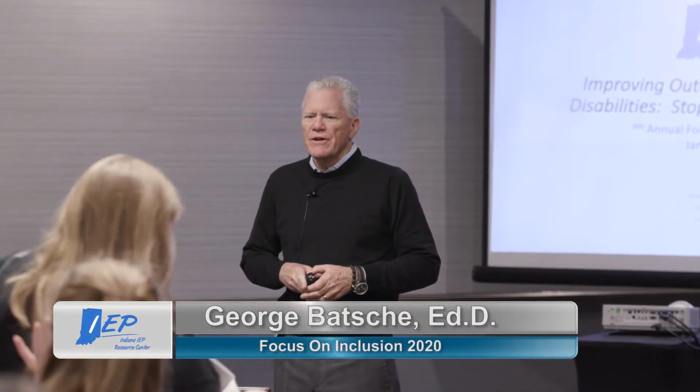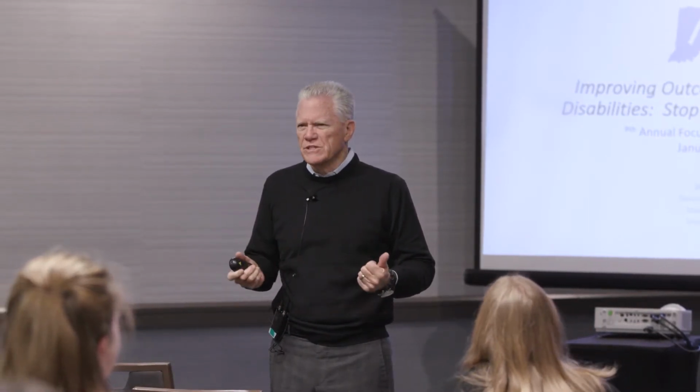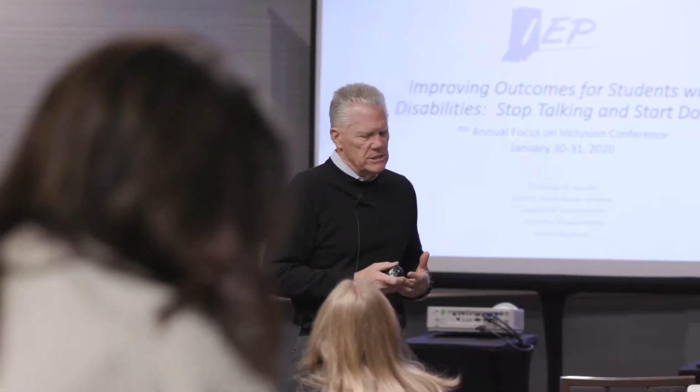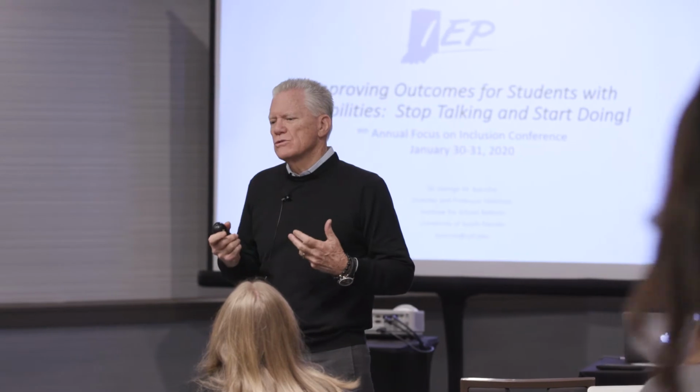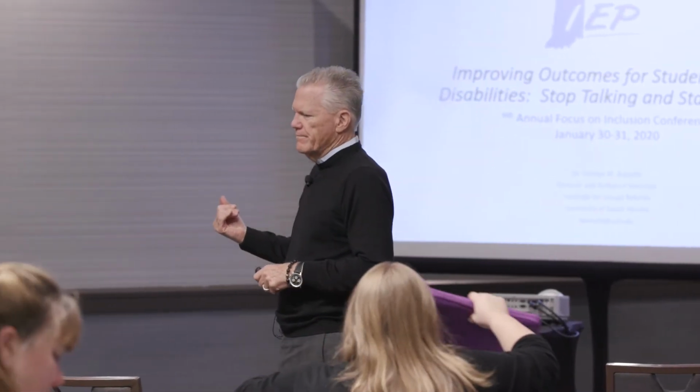Okay. There's going to be some overlap between today and yesterday, but the focus of our discussion is going to be a little bit different. The purpose of this session is to talk about the four main strategies that schools can use if they're interested in improving outcomes for students with disabilities. At the end, I'm going to show you some data.